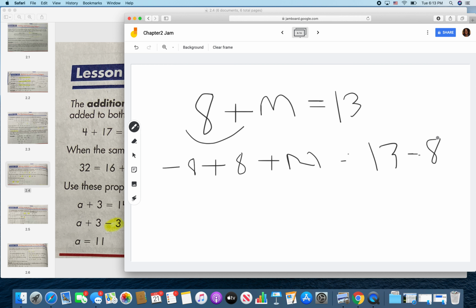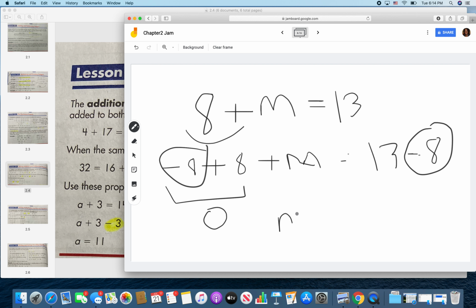So I added minus 8 here and minus 8 here. So this equation is still balanced. If I do this, minus 8 plus 8 is what? 0. So that term drops out. So I'm left with m is equal to 13 minus 8, which is, don't write 5 to the right, write another line like this.